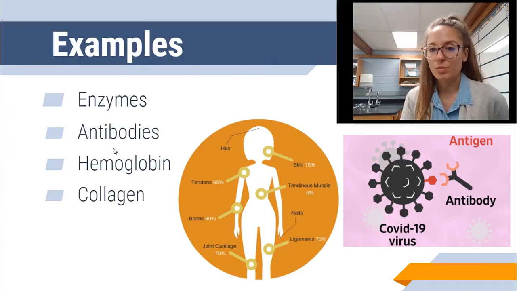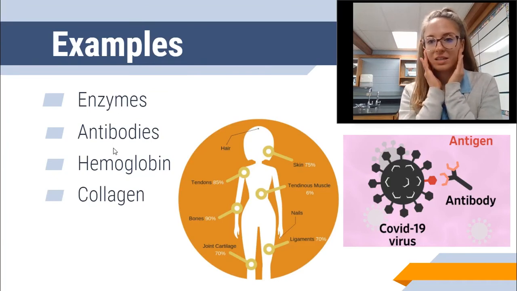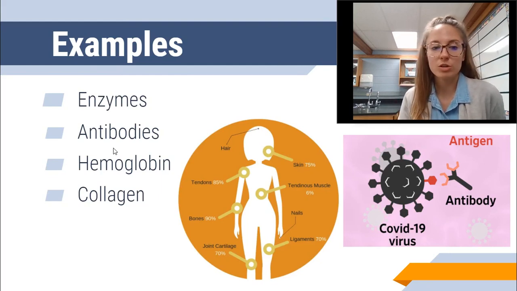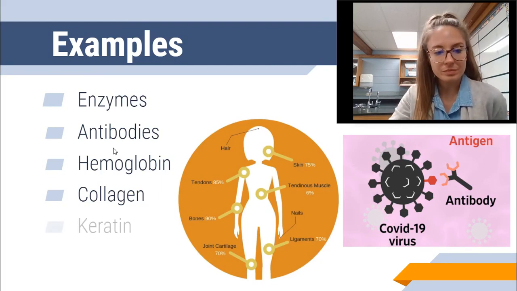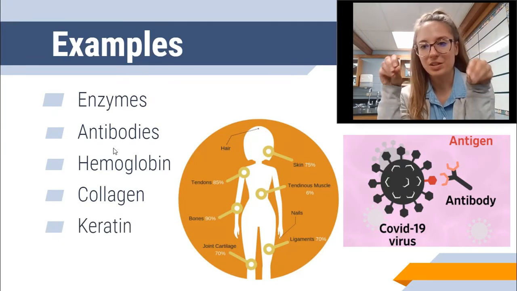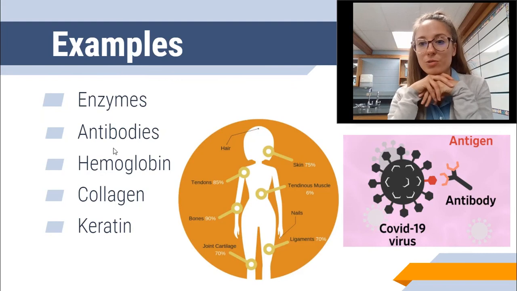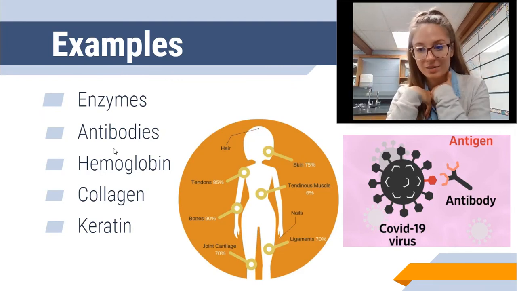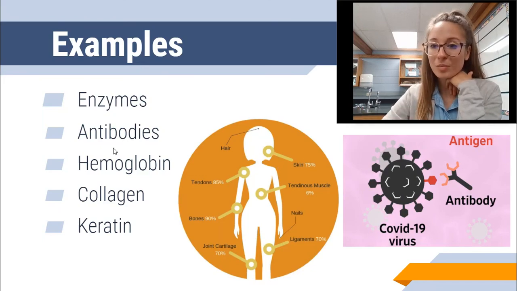Collagen is a really important protein for the elasticity of your skin. It also helps to keep your joints really healthy. And the last one is keratin, which is what makes up your nails. So those are all examples of proteins that are found in the human body. And that's it for proteins.